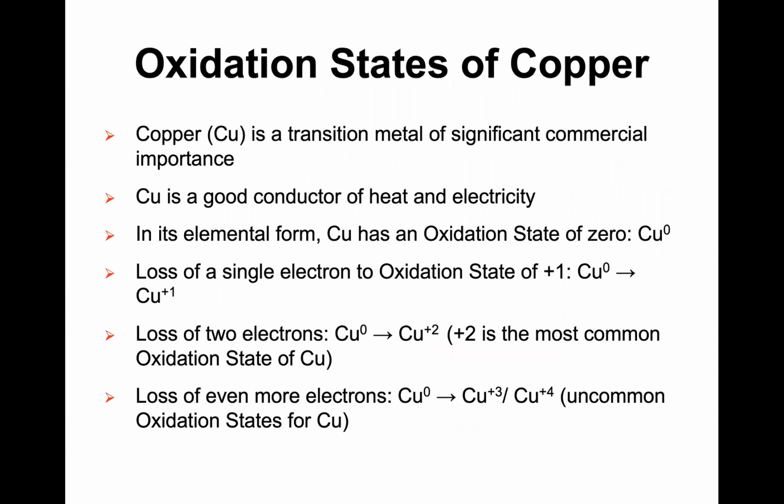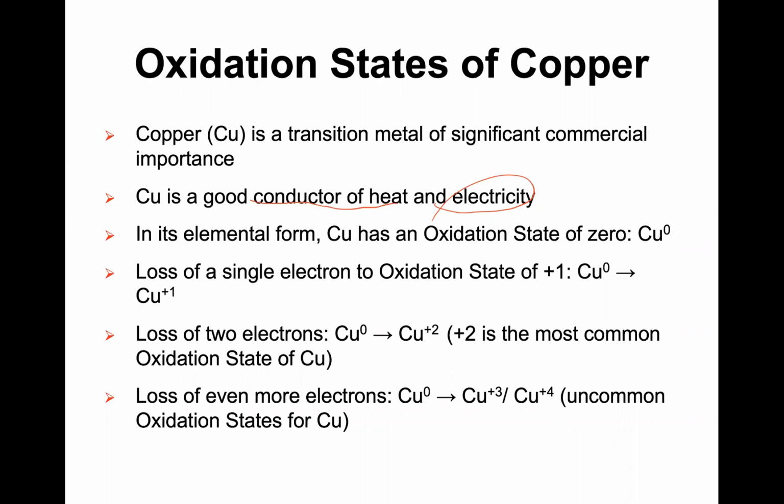For the case of copper, that's a transition metal, and with significant commercial importance, because copper is a good conductor. So it's a good conductor of electricity and also heat. That's how we often use copper for making wires to conduct electricity. And if you open your electric device, you can see that inside there are so many copper wires. That's for the conductivity of electricity, right?